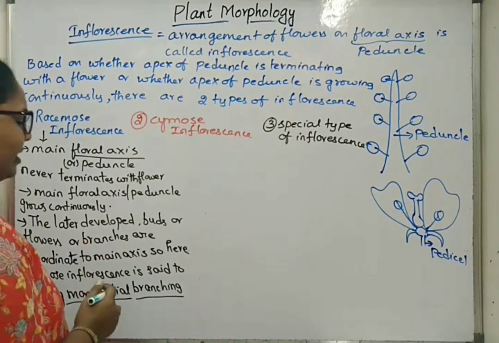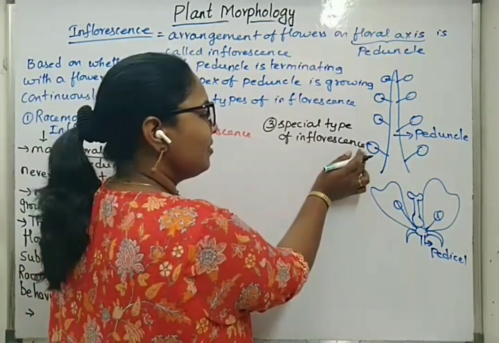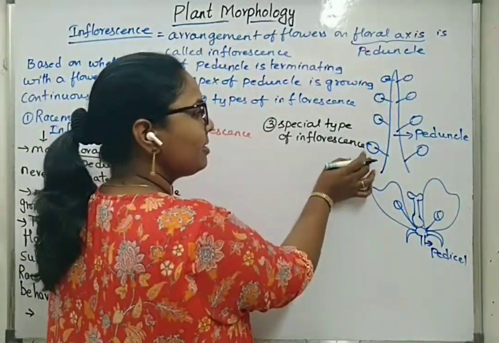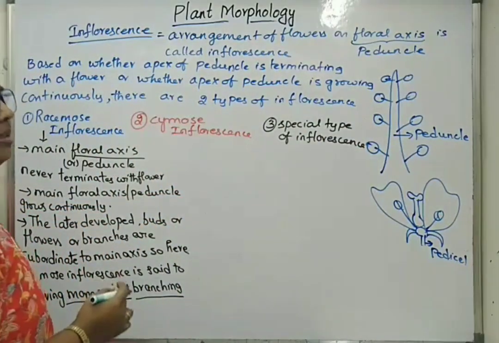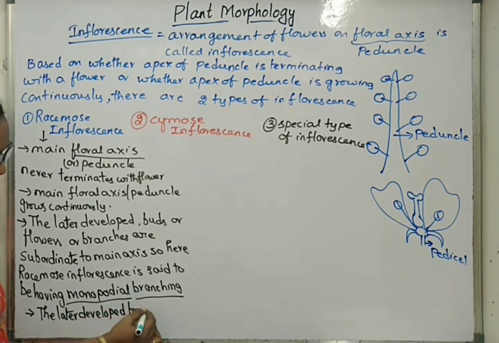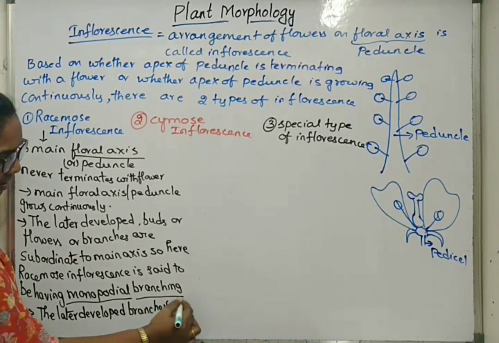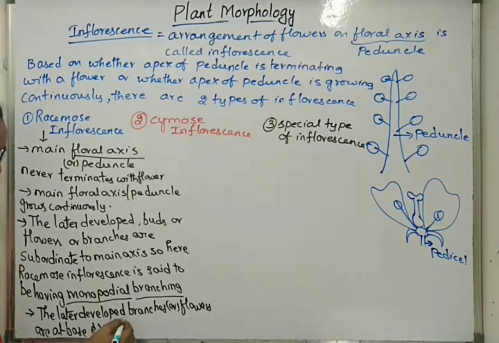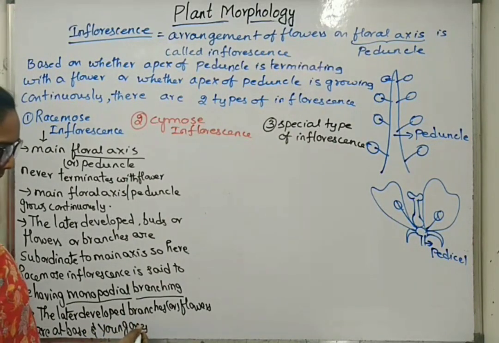Next, in case of racemose inflorescence, the first developed or the older branches or flowers are at the base, the young ones are at the tip region. The later developed branches or flowers are at the base and young ones are at apex.